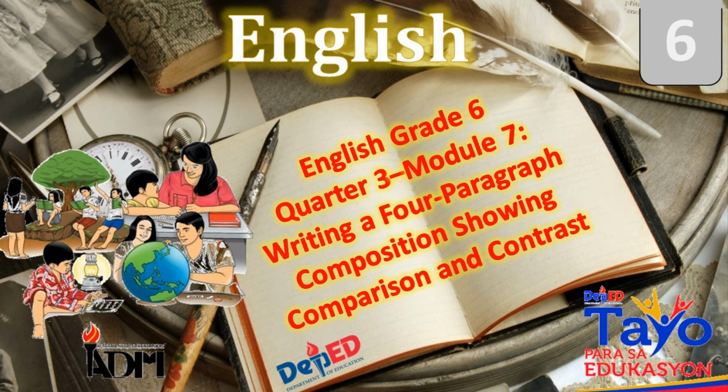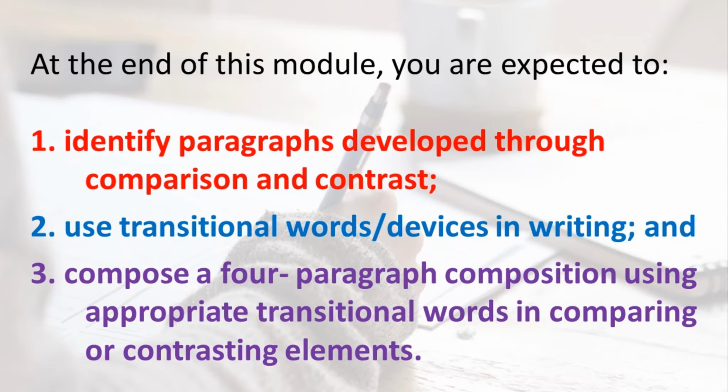English Grade 6, Quarter 3. Module 7. Writing a 4-paragraph composition showing comparison and contrast. At the end of this module, you are expected to: 1.